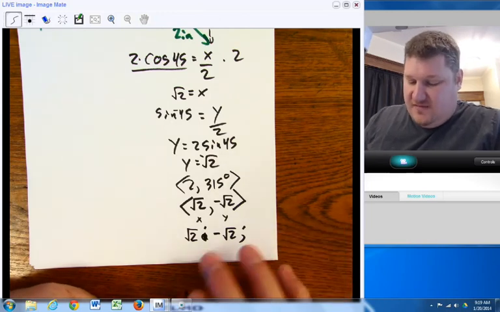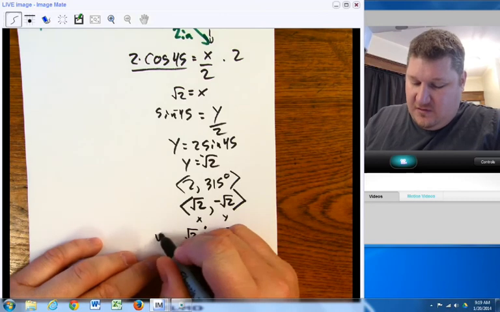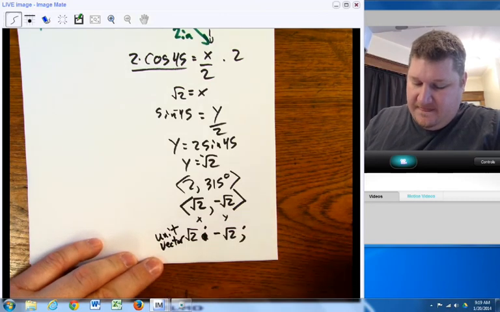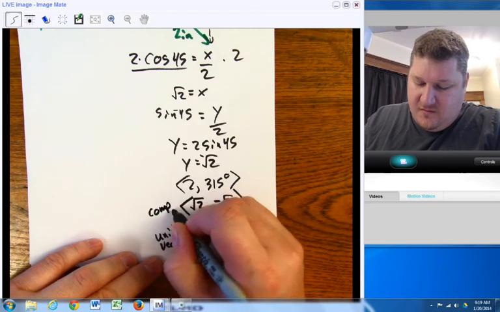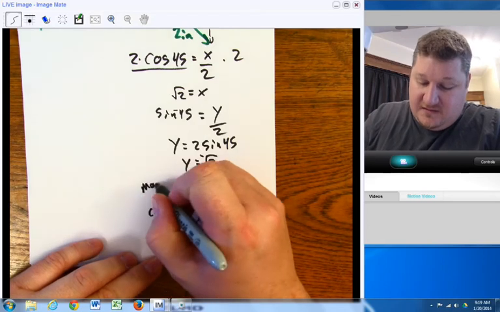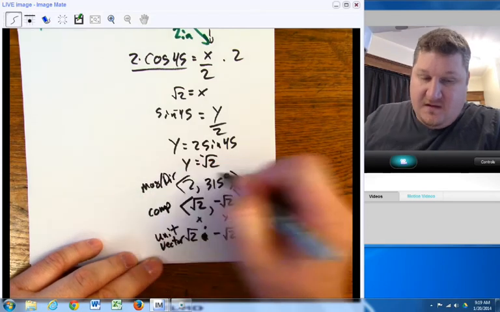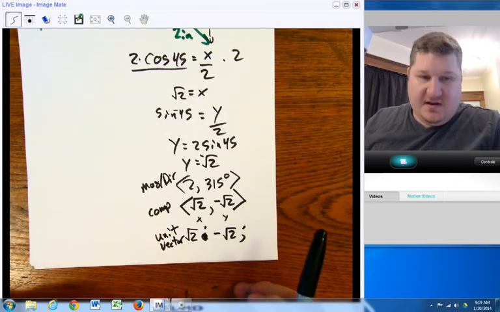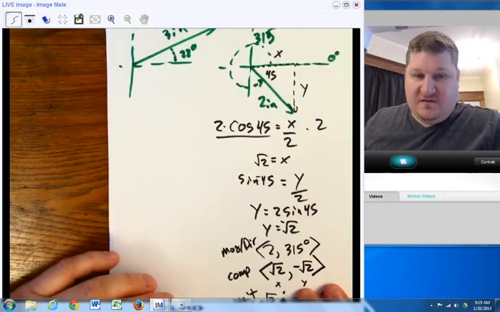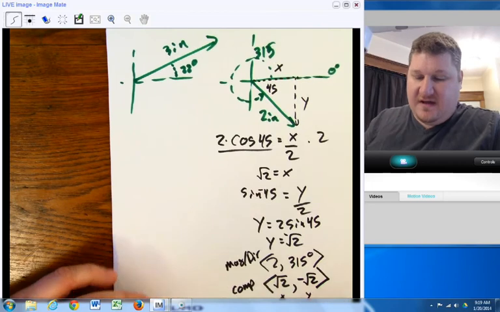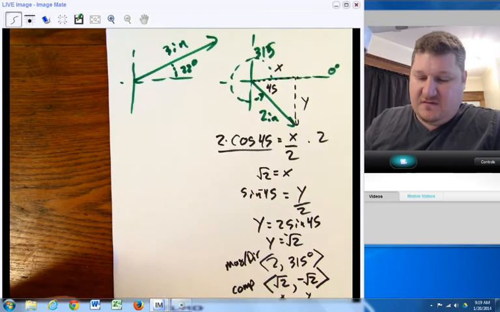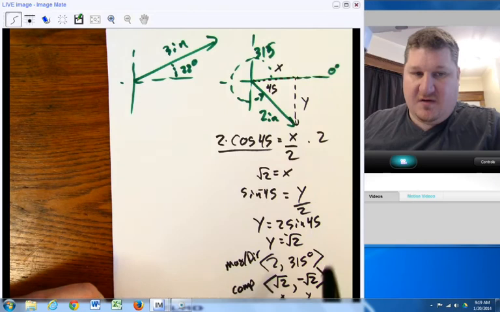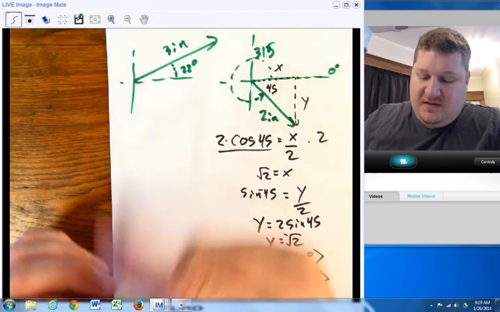So this is called unit vector form. This is component form. And this is magnitude direction form. So all of these forms are what we need to put together. Now, let's go over here and do something a bit more difficult. Let's go back to our 3 inch at 22 degrees. In this case, it's not going to be quite as easy because we don't know all these by hand. So let's use the formulas.